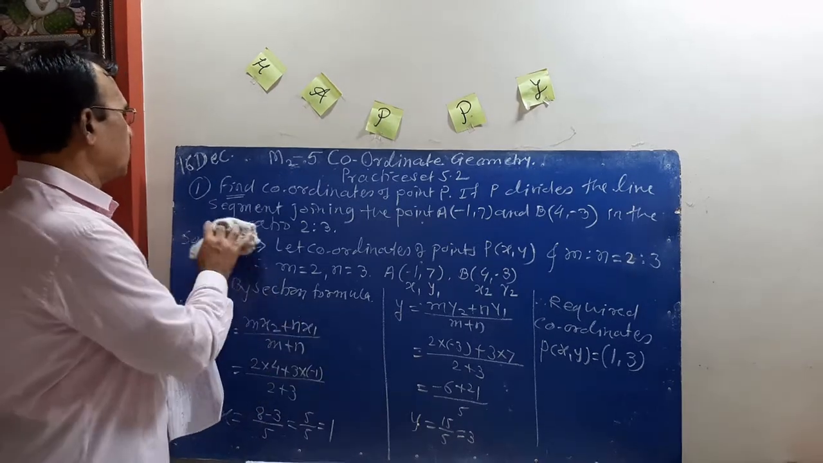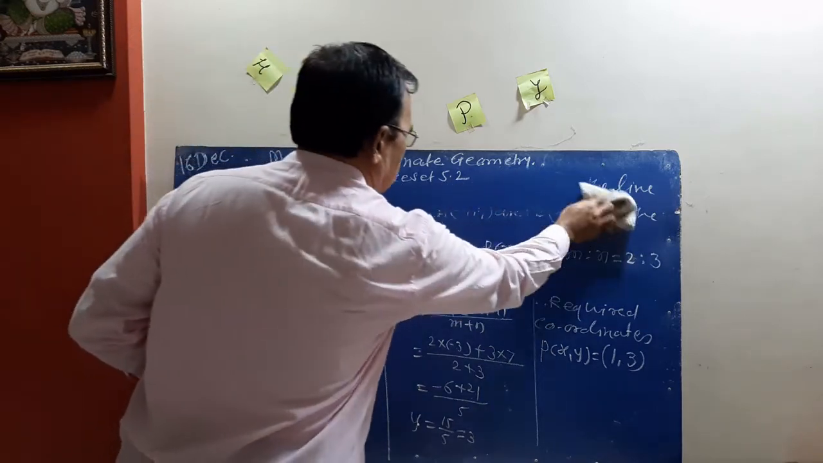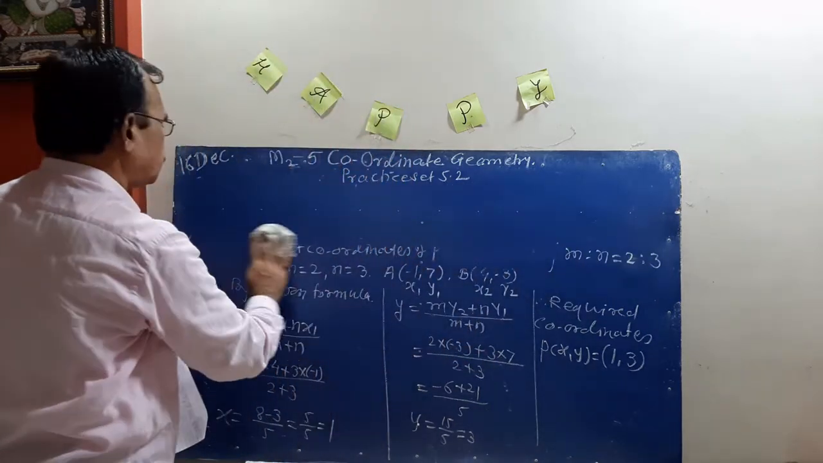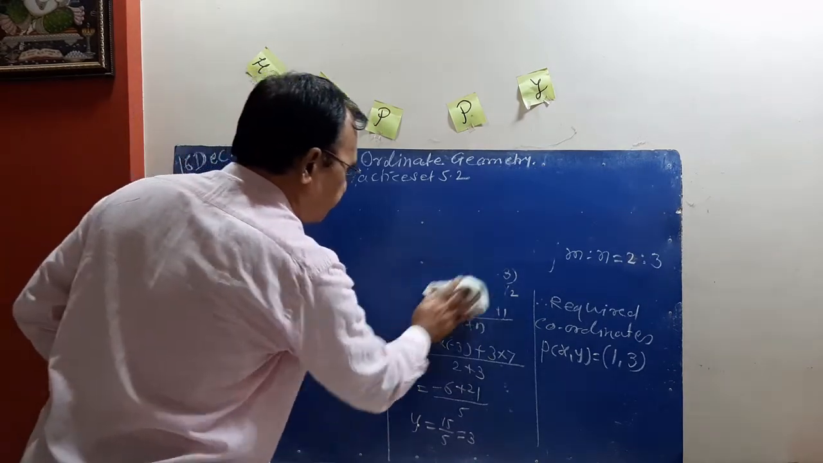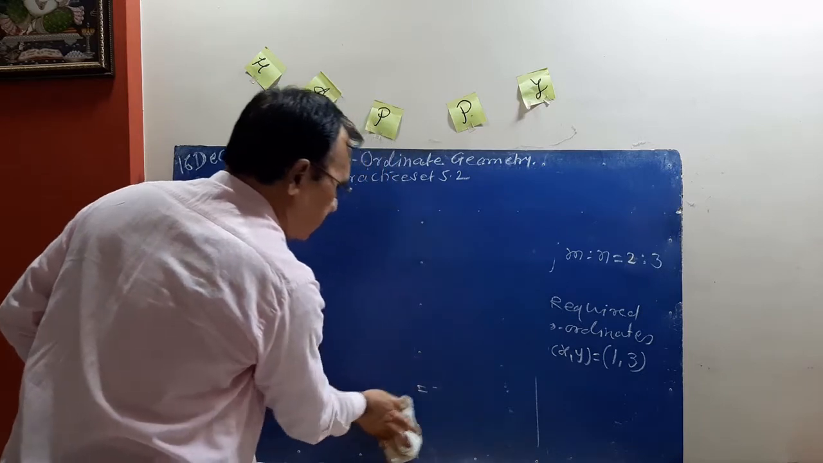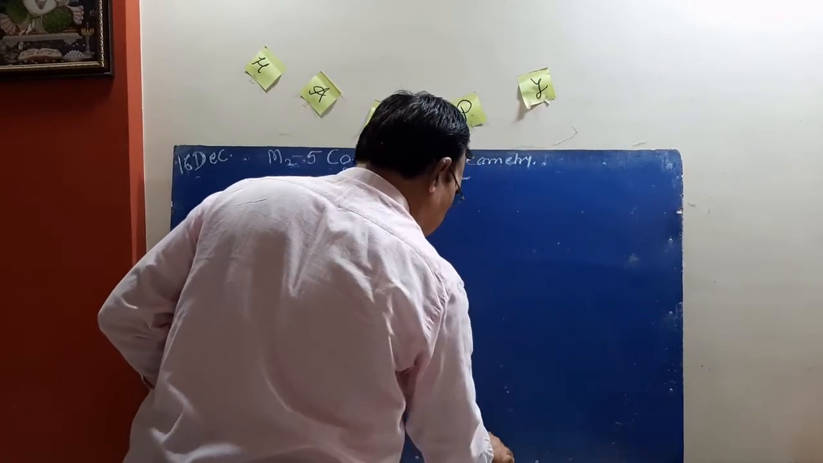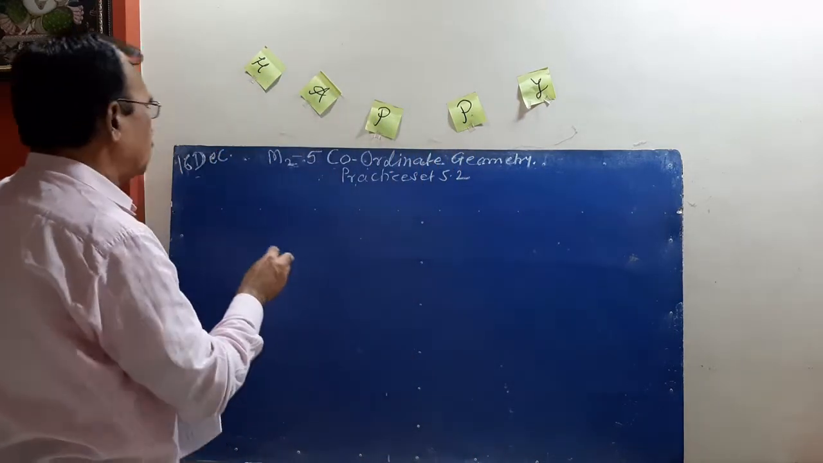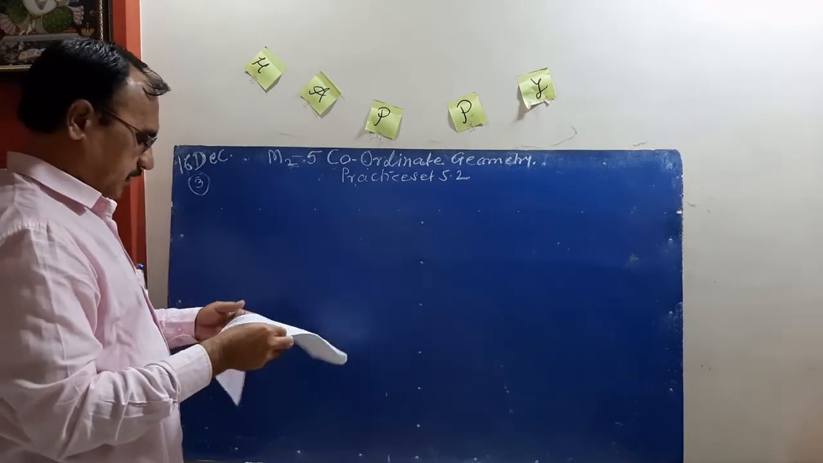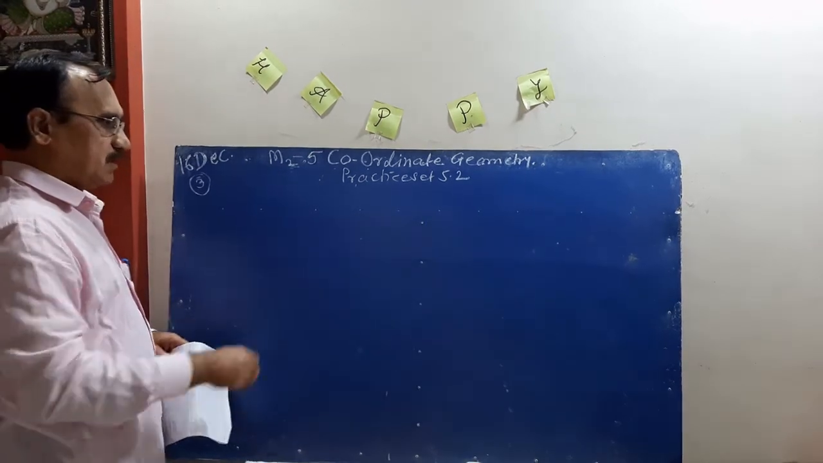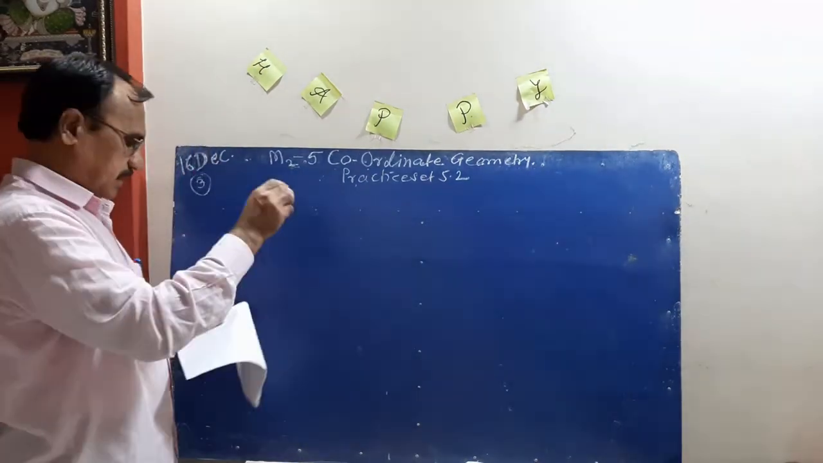Now we are going to see the third example, or third question, from the same practice set. The third example is also the same. We can use the section formula here also, but the nature of this example is different, and therefore we are going to see the third example. Find the ratio. In the first and second examples the ratio is already given, and here we have to find the ratio.